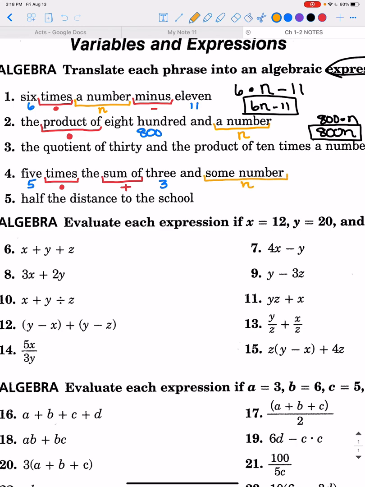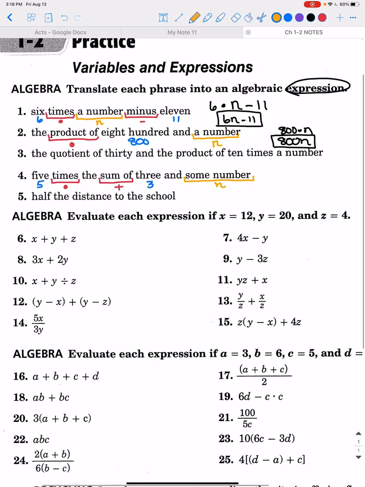That's our n. Now, when you first start out, you might think that this is 5 times 3 plus n, because we know that it's the sum of 3 and some number, so 3 plus n is the sum of 3 and some number. Now, if you look at this the way it's written right now, PEMDAS order of operations would say that we would multiply 5 times 3 and then add the n. So that would be 5 times 3 plus some number, and that's not what this says.